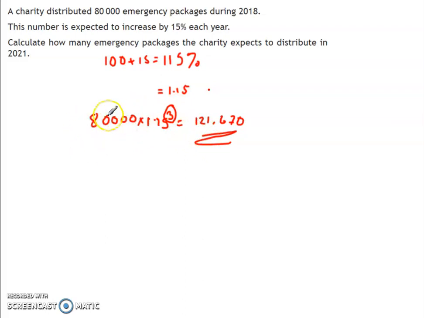So the calculation is the original amount, times the percentage now as a decimal, raised to that power. Doing that, we can do the entire thing in one go. You could do it step by step, year by year, but let's be honest, that's a lot of work, a lot of calculation, and we can do it a lot quicker than that.